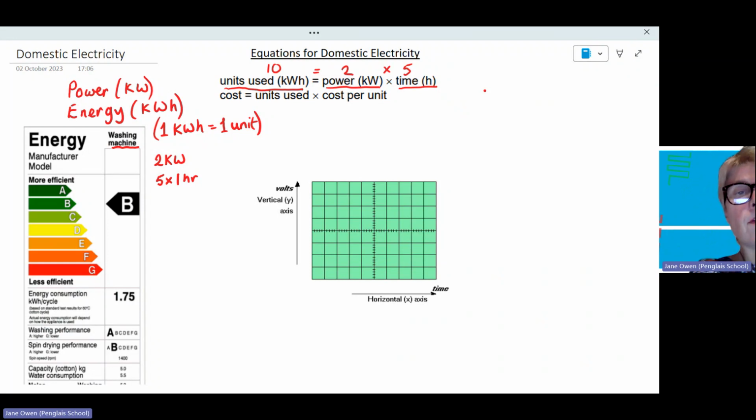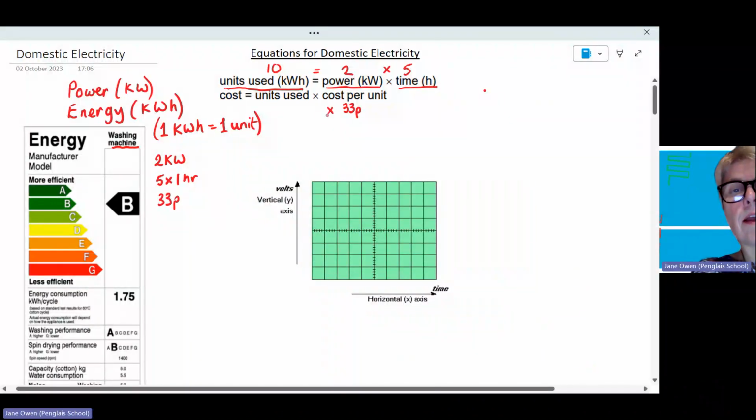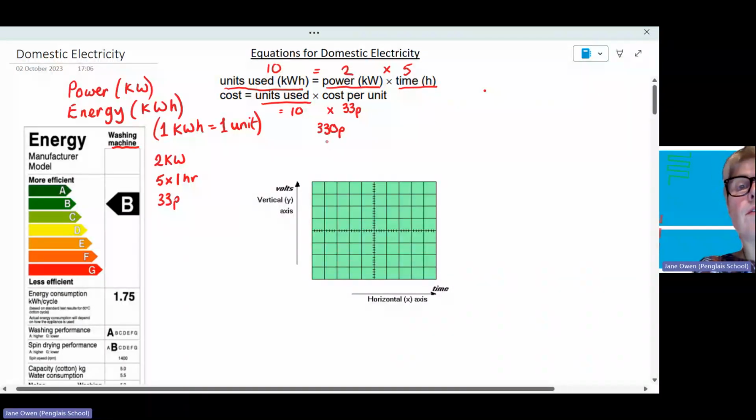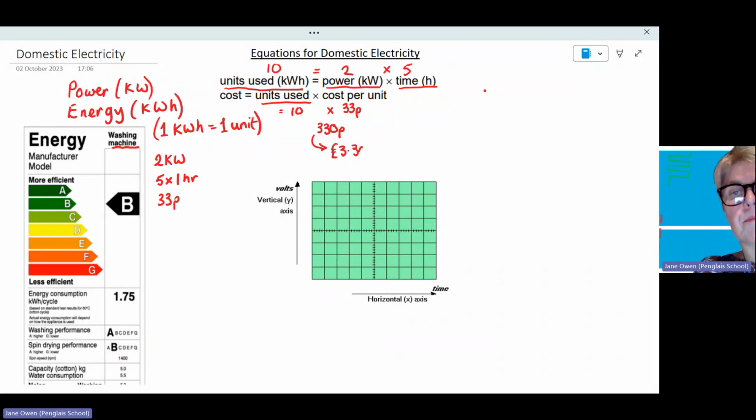Now, if I gave you that the cost is 33p per unit, let's say, then the cost per unit would be 33p, and then times that by the number of units used, which would be the same as what you've just calculated. The cost then would be 10 times 33, which would be 330 pence, which if you convert it into pounds is £3.30.